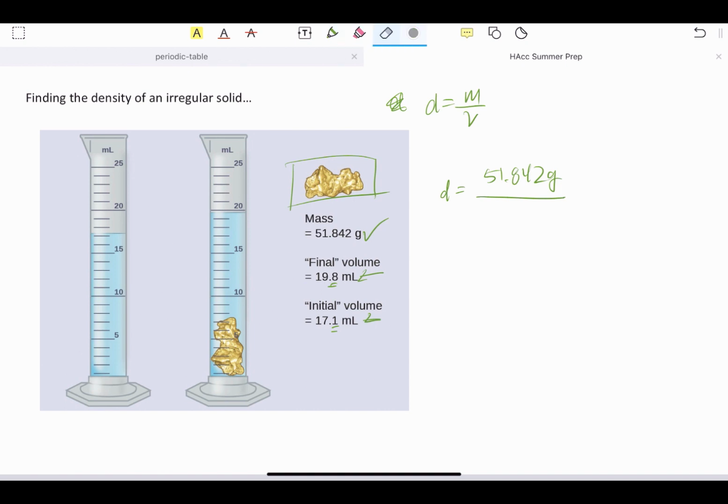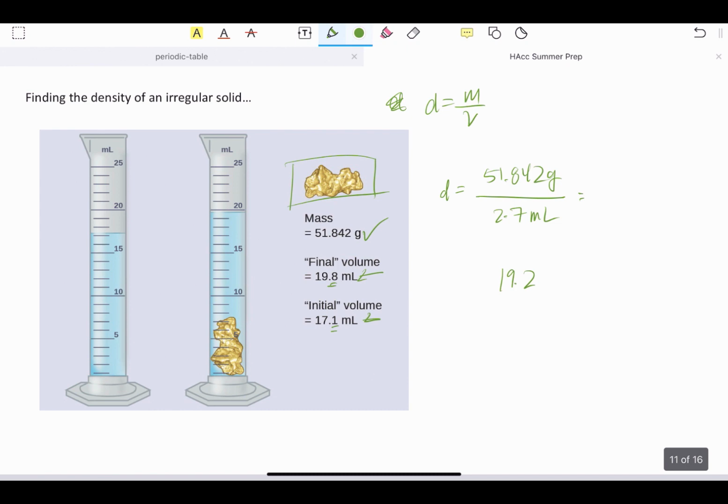So how do I find the volume of the gold piece? We're going to do the difference between the final volume and the initial volume, which is 19.8 minus 17.1, which gives us 2.7 milliliters. Now when I do this math, we're going to divide those numbers: 51.842 divided by 2.7 gives us the numerical part of this answer, which is 19.2.